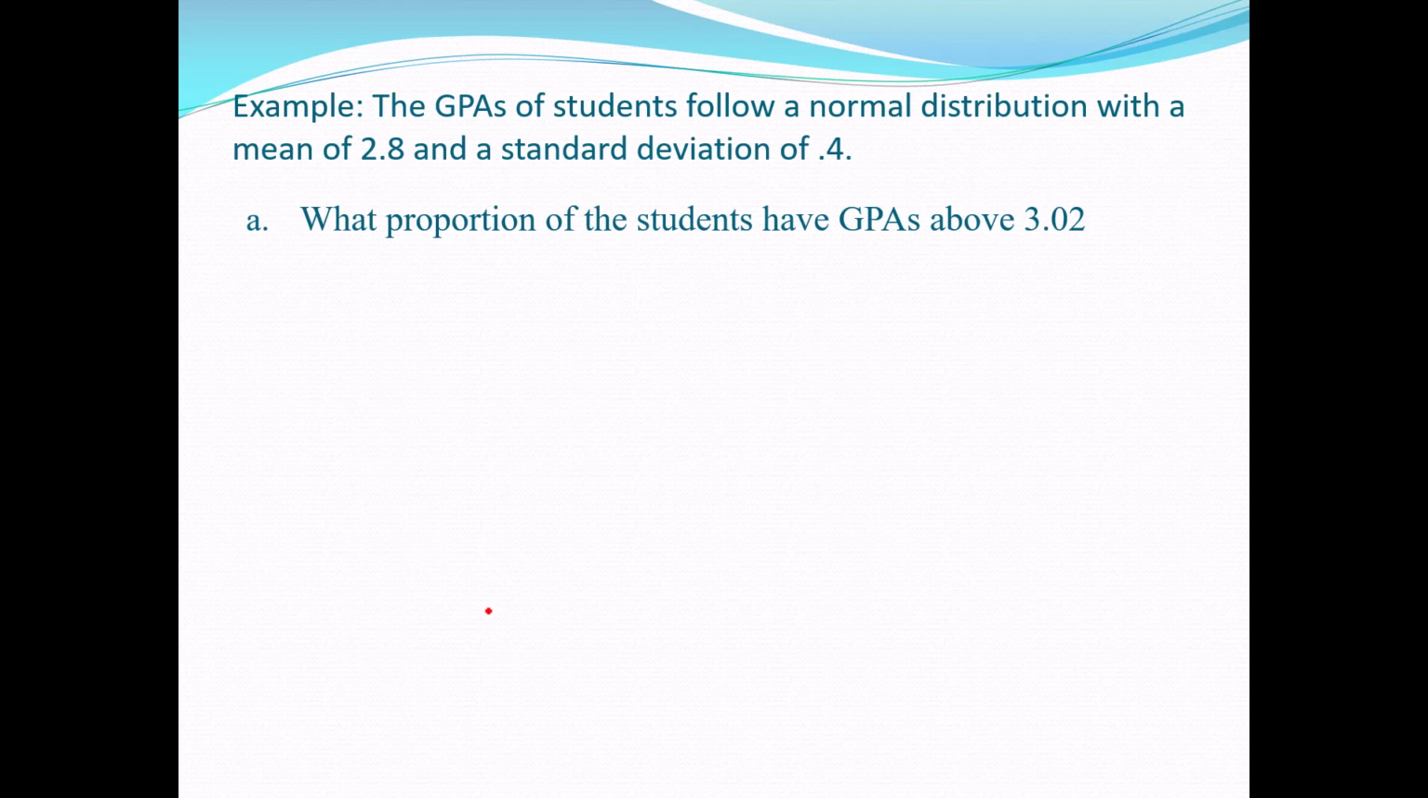So here's a good example. GPAs of students follow a normal curve or normal distribution with a mean of 2.8 and a standard deviation of 0.4. What proportion of students have GPAs above 3.02? What a weird number to be asking about, 3.02. And yet, there I am.